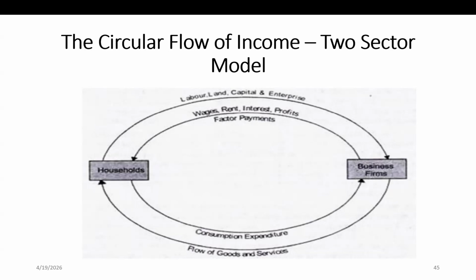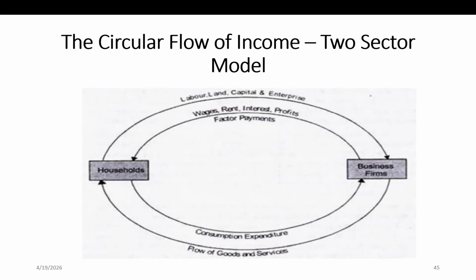So we have two individual units, the households and the business firms. And this circular flow of income in a two-sector economy shows how the resources move from one unit to another and how the payments are made from one unit to another. Right, so you can see by looking at this, from the households to firms there will be a transfer of factors of production, and in return the households are getting factor payments.